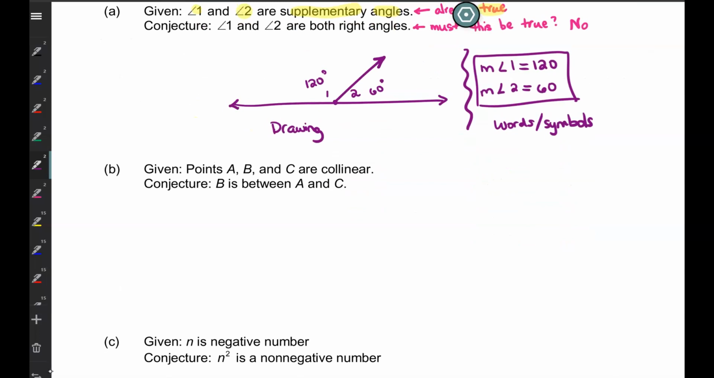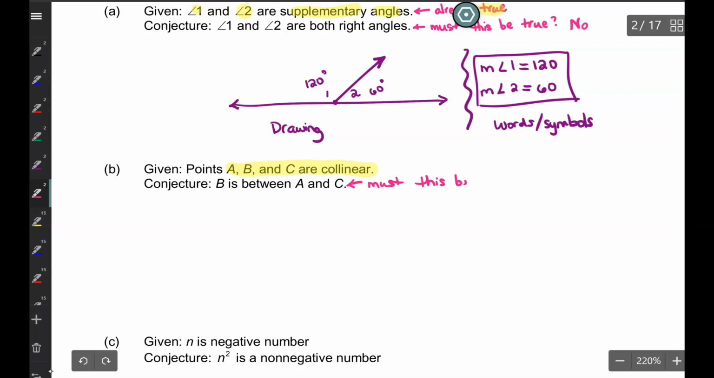Okay, points A, B, and C are collinear. The conjecture is B is between A and C. So let's think about that. So if we have collinear points, all we know is they're collinear, they're on the same line. Must this be true? Does B have to be between A and C in order for all three to be collinear? No.